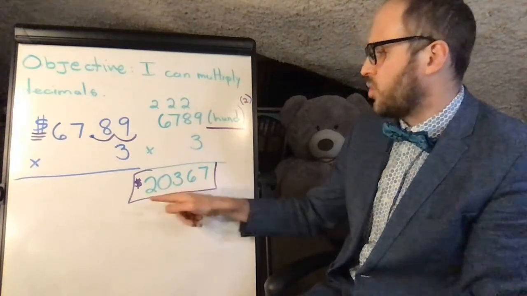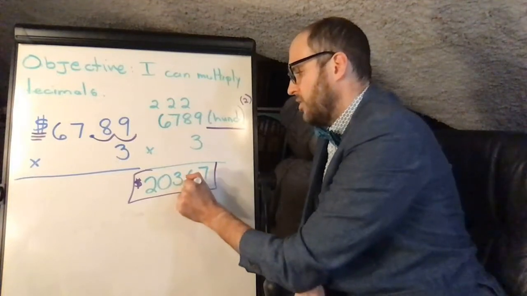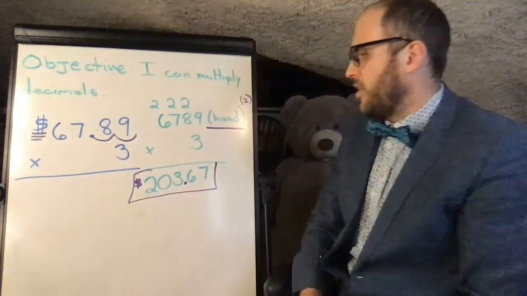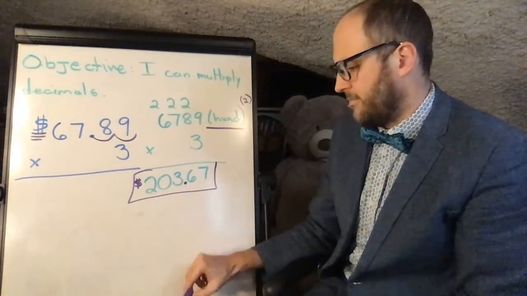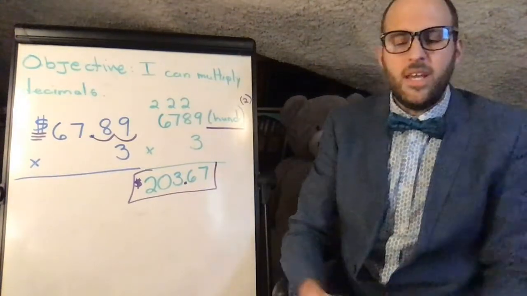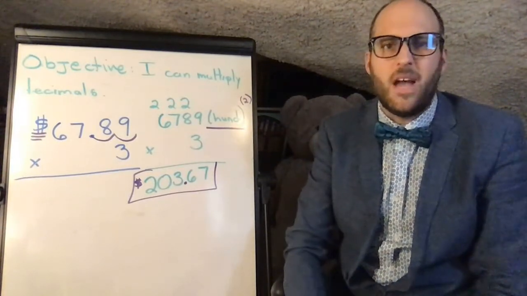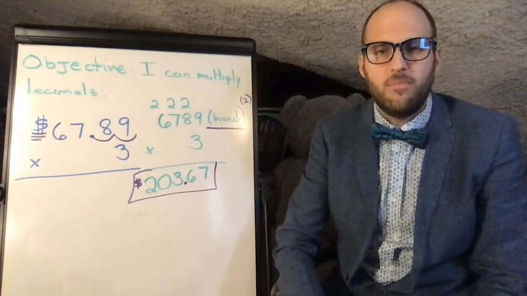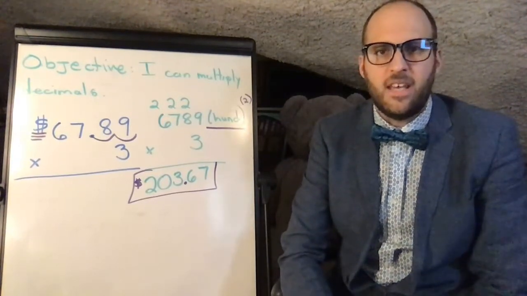It would have gotten us 20,367. And then you add those 2 decimal points back in for an answer of $203.67. So, hopefully you are feeling pretty good about multiplying decimals by 1 digit. Your teacher might do some more problems with you, or they might let you go on to today's classwork.